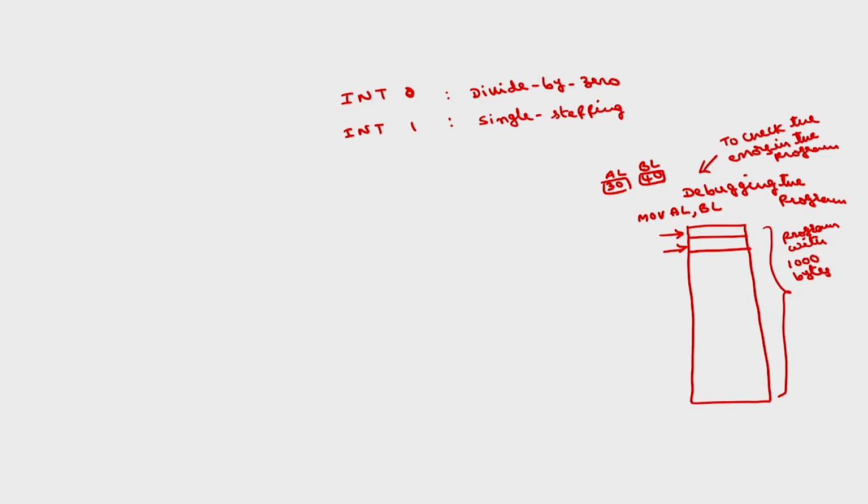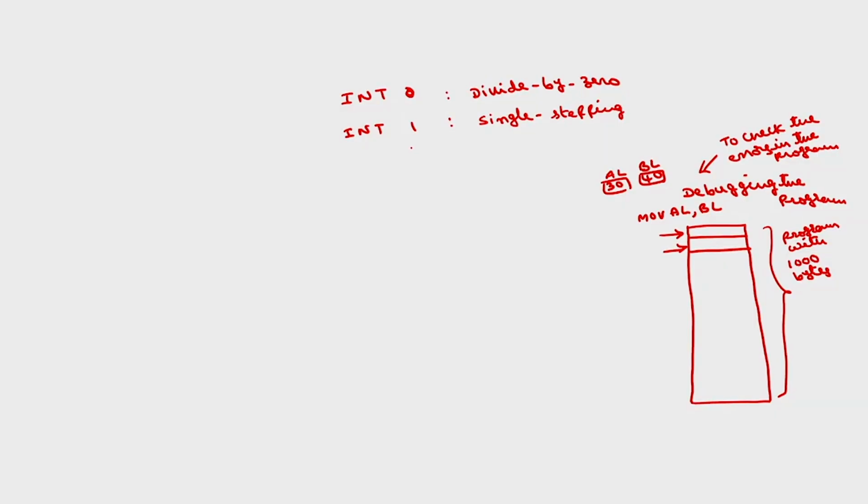Like that I will execute the instructions in 1000 steps. If I have 1000 bytes in this program, I will execute it in 1000 steps. After each step I will check the contents of the registers, and if the contents are fine, then there is no error and I will move forward with the next instruction. This is what is called single stepping. So whenever INT1 is executed, the microprocessor operates in single stepping operation.